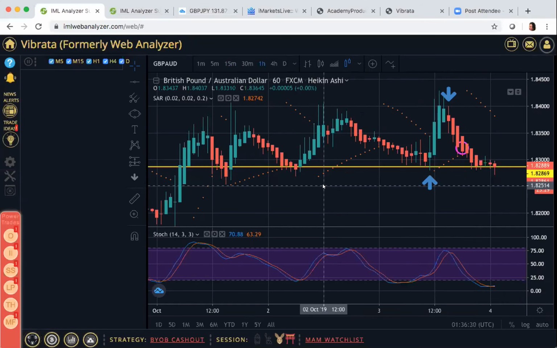Line, what do you see? You see that PSAR flip. It starts before it, but you see the PSAR flip. So that's very important.